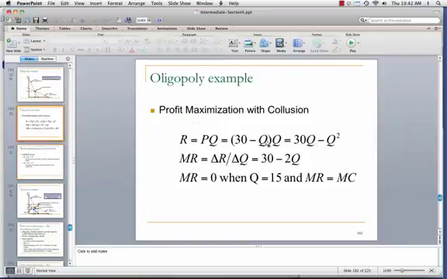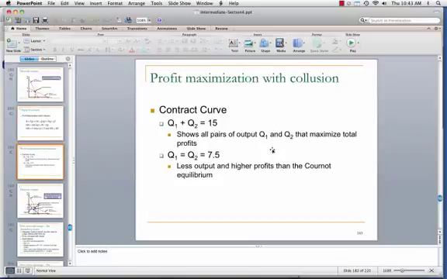So again, the way that we solve this is we just solve for the big Q, and then we just divide it in half, because they're going to equally split the market, as long as they're equally powerful. In this case, Q1 would have to equal Q2. They both face the same marginal cost, and you would have 7.5.